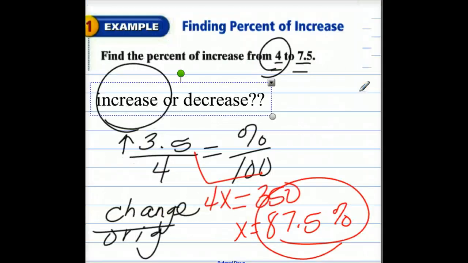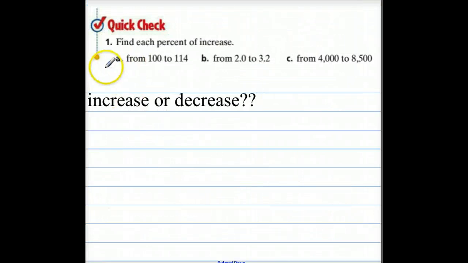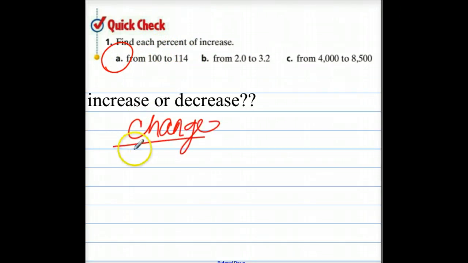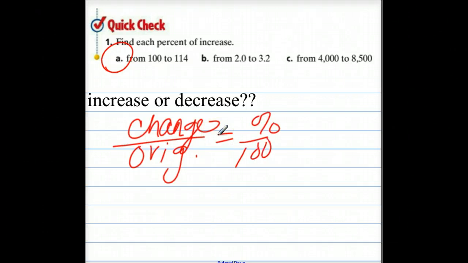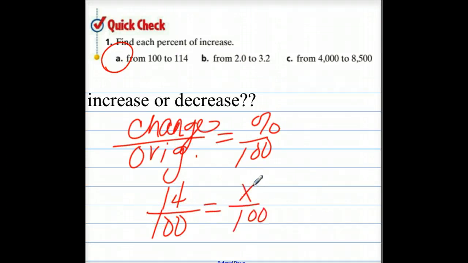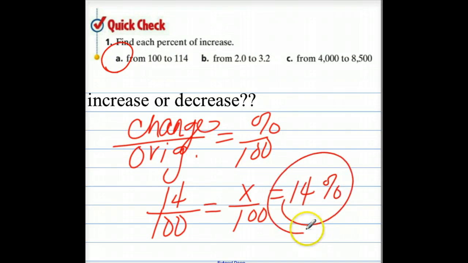I wanted to make sure we talked about that example. Let's do another one. Find the percent of increase from 100 to 114. Formula is change over original equals percent over 100. So it changed 14. The original was 100. Set that equal to x over 100. 14 divided by 100. X equals 14% increase.